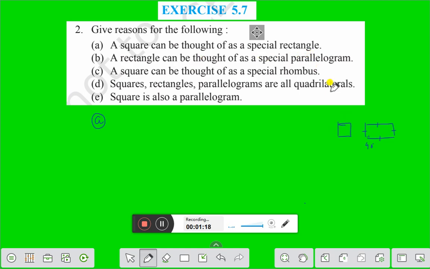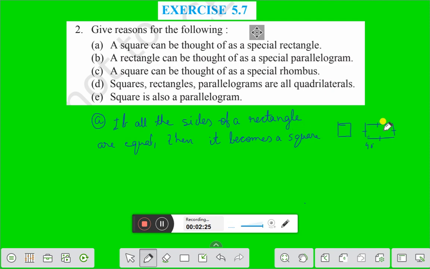Then a square can be thought of as a special rectangle if all the sides of a rectangle are equal, then it becomes a square.